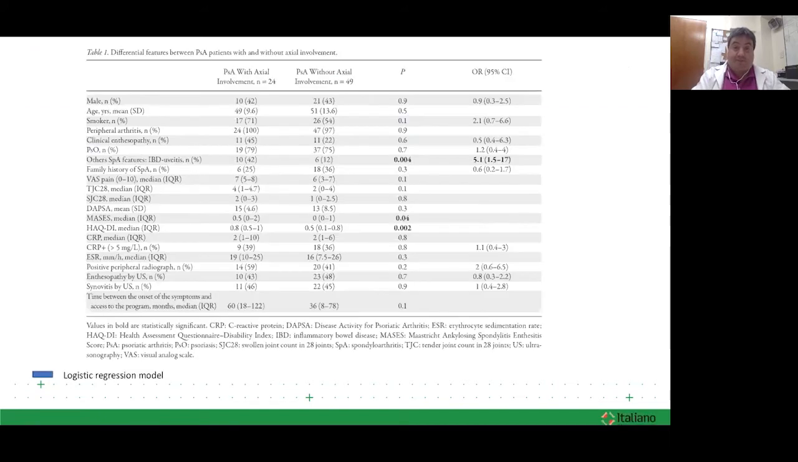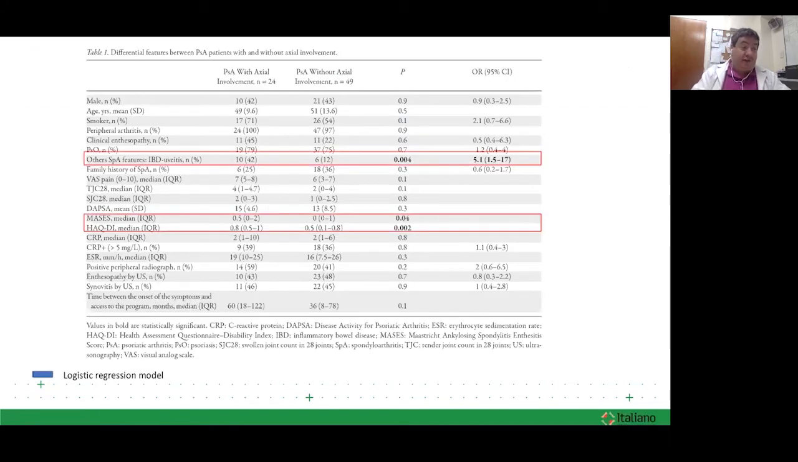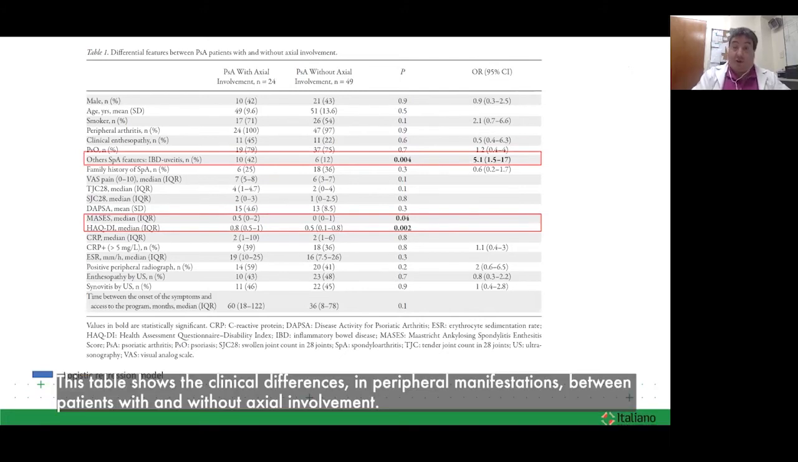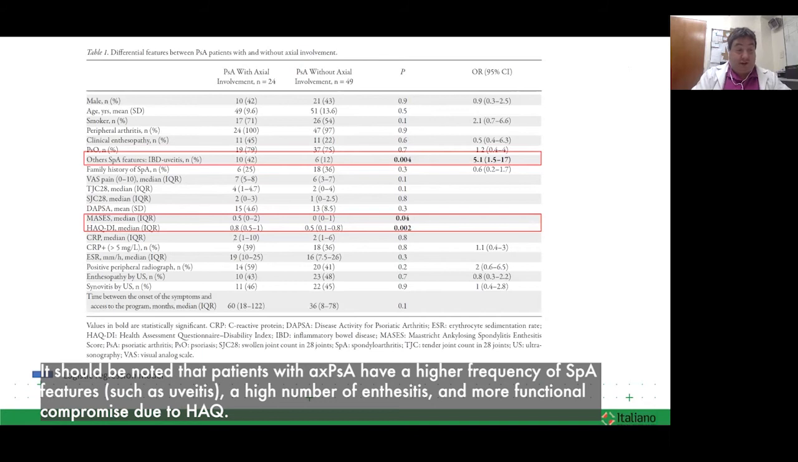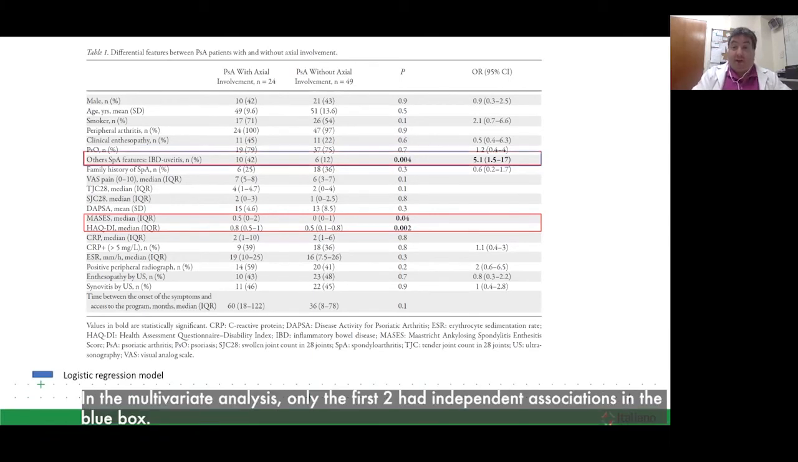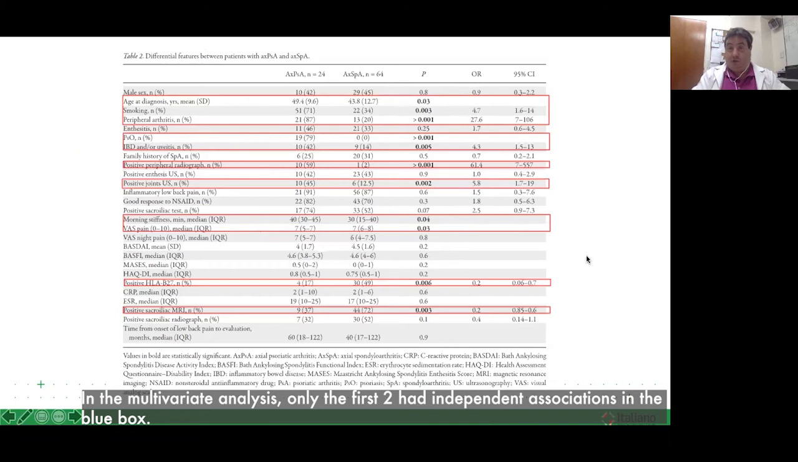sacroiliitis circulated by MRI. In this slide we show the clinical differences in peripheral manifestations between the patients with or without axial involvement. It should be noted that the patients with axial PsA have a higher frequency of SpA features, such as uveitis, for example, and a higher number of enthesitis, and more functional compromise due to HAQ. In the multivariable analysis, only 2 characteristics had an independent association. They are in the blue box.